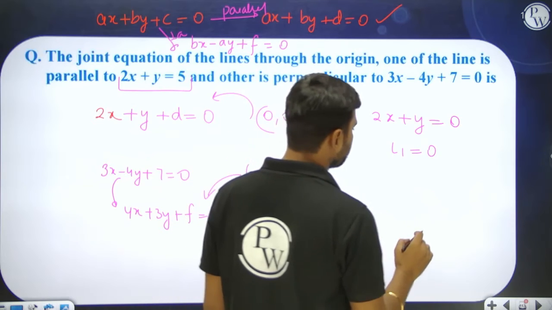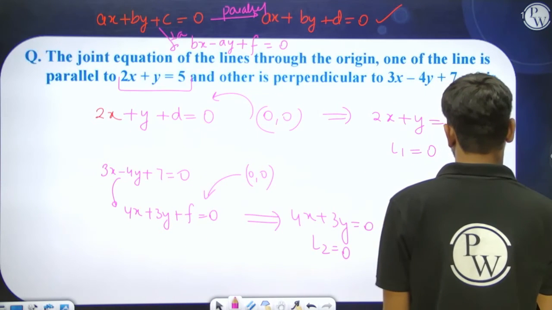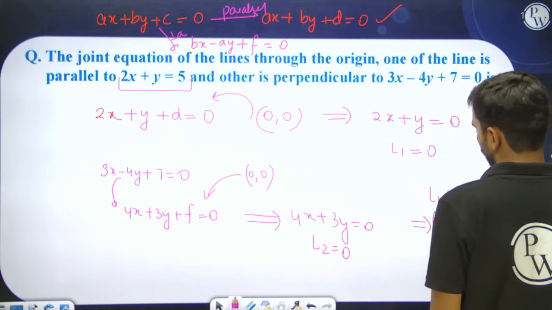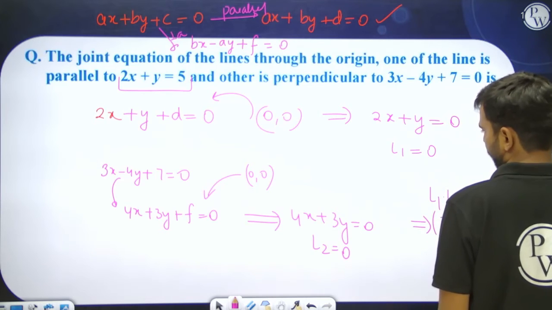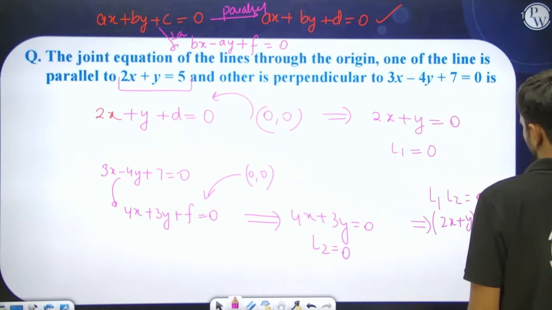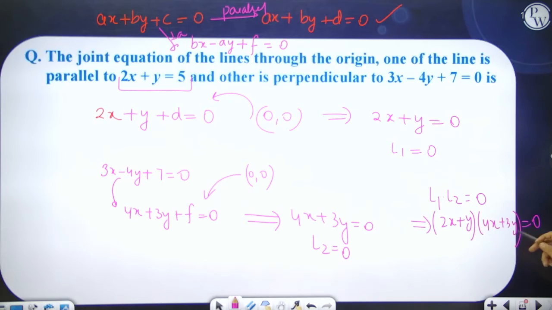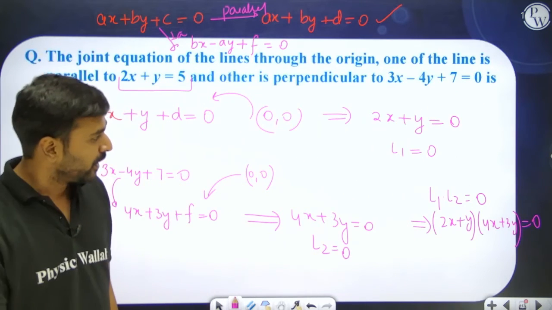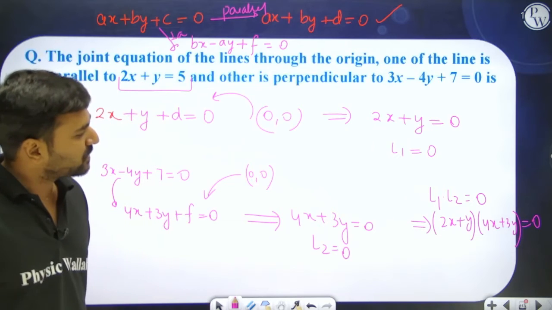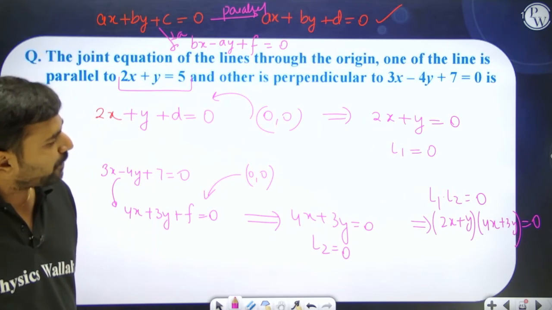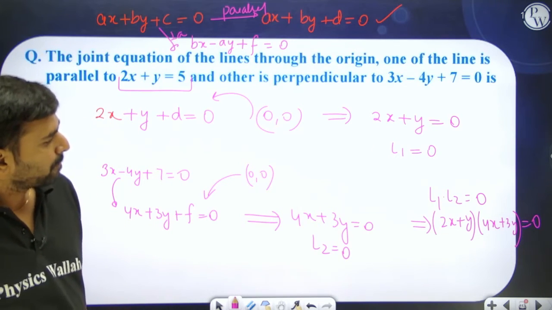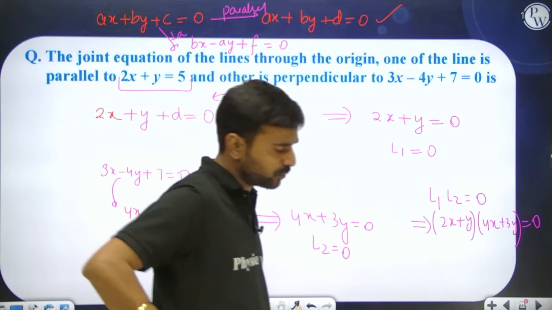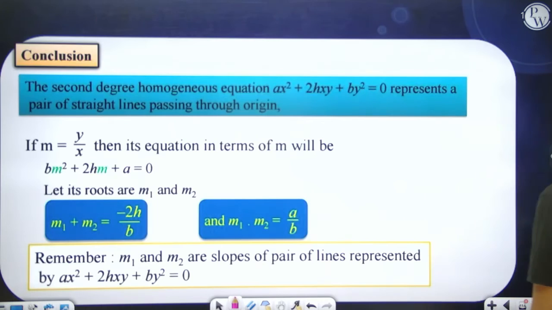Now, if the joint equation is asked, the joint equation is nothing but L1 times L2 equal to 0, that means (2x plus y) times (4x plus 3y) equal to 0. If you multiply this, you will get a 2-degree homogeneous equation: 8x square plus 3y square plus 10xy equal to 0. That is a 2-degree homogeneous equation.